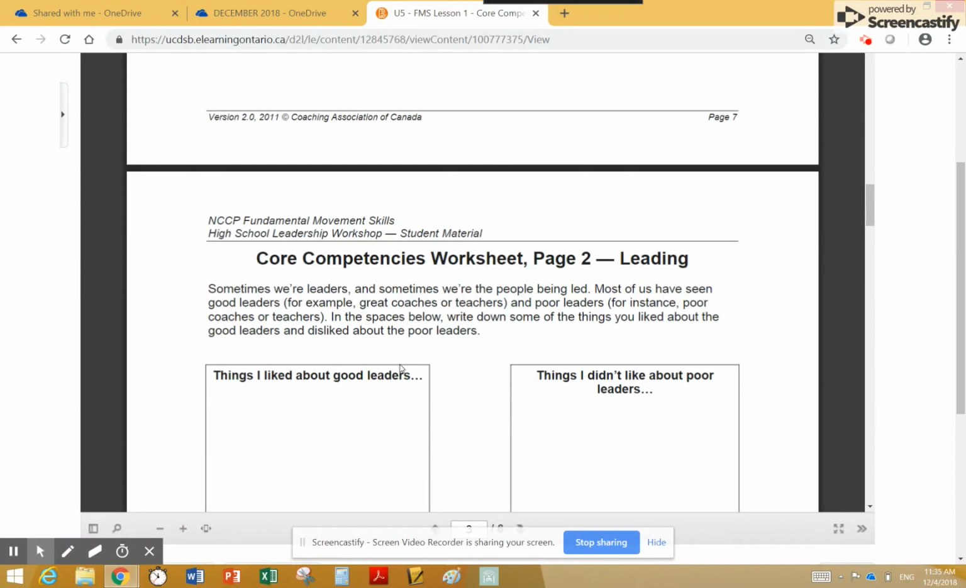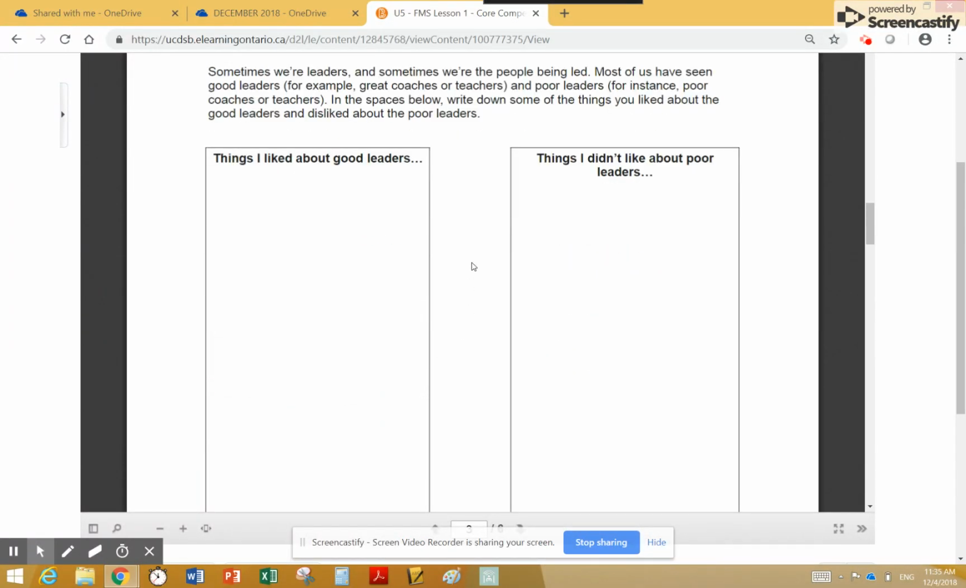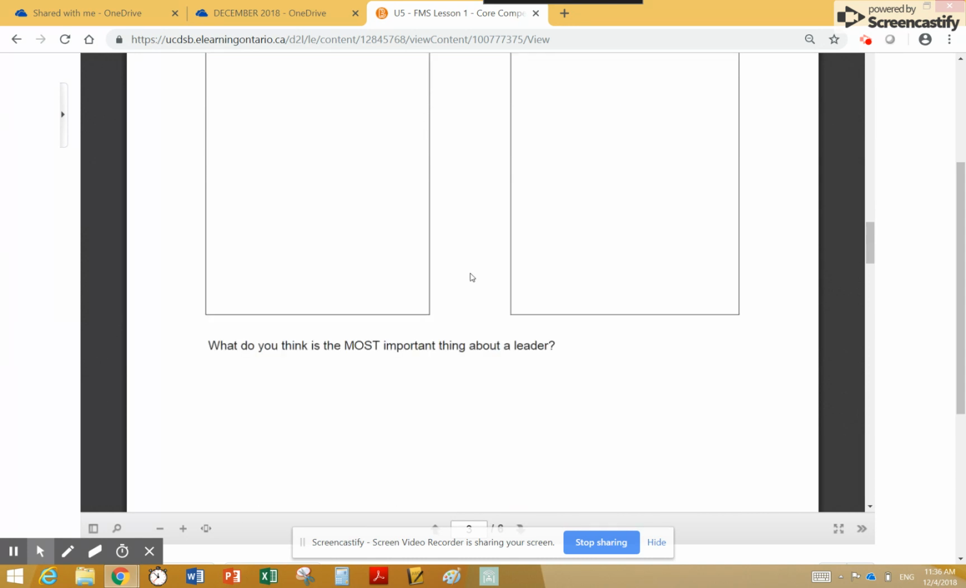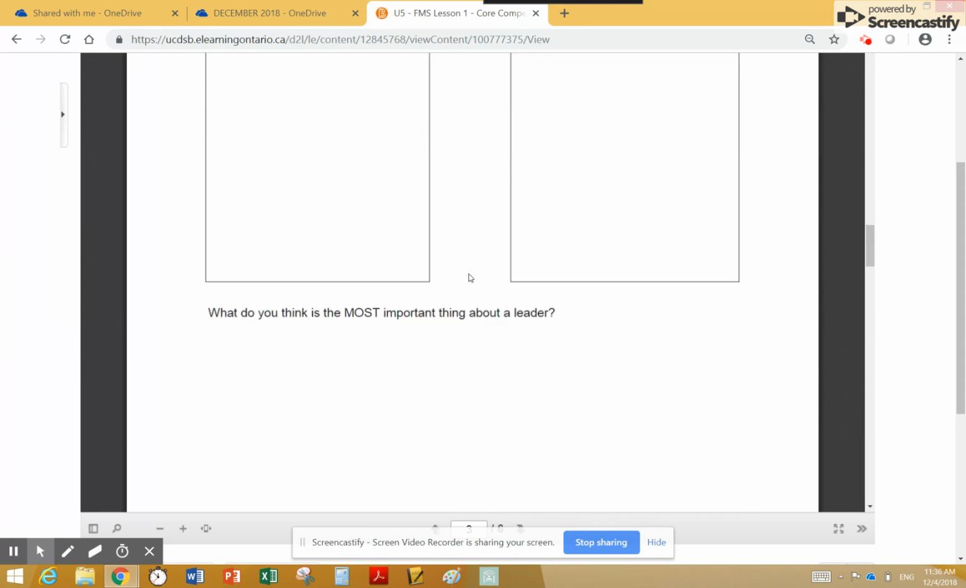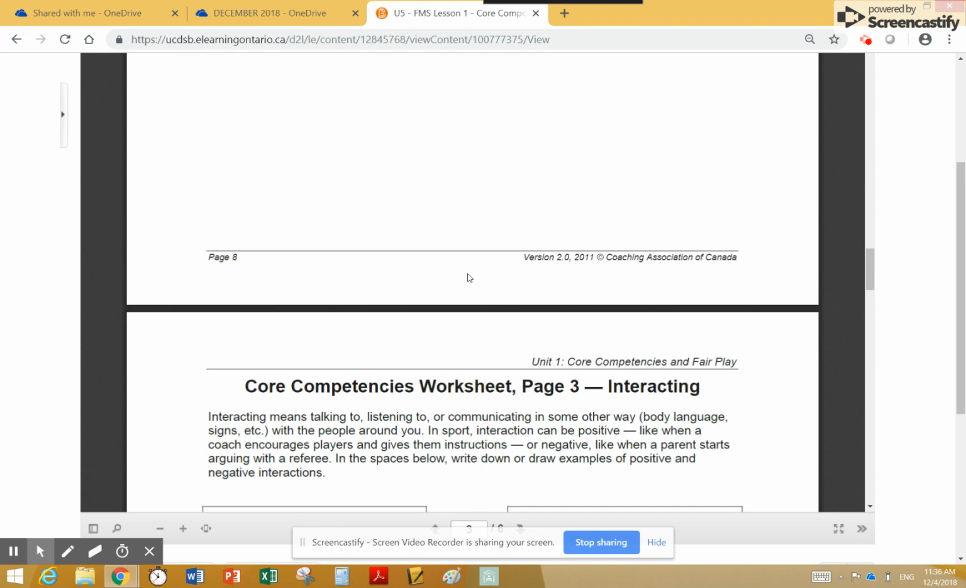It then asks you to think a little bit about what some things you've liked about good leaders that you've had. It could be a teacher, could be a coach, anything like that. And then some things that you didn't like about perhaps poor leaders. This might give you an idea of some of the things that those people did that, in your mind, shouldn't have been done, or some practices that could be changed.